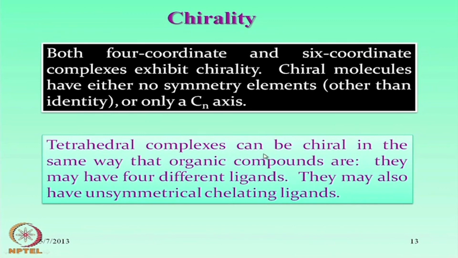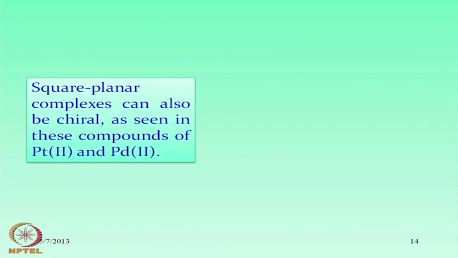So tetrahedral complexes can be chiral in the same way as organic compounds are. That means if we have a carbon center, and carbon we all know is bound to 4 other groups in tetrahedral orientation. In the same fashion, if we have a metal ion center and they have 4 different ligands attached to them, or unsymmetrically chelating ligands also, then that particular arrangement can give rise to a chiral center at the metal ion.